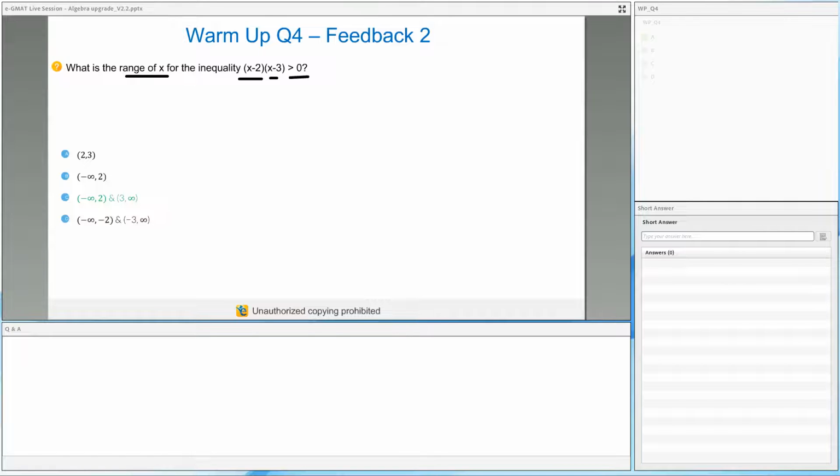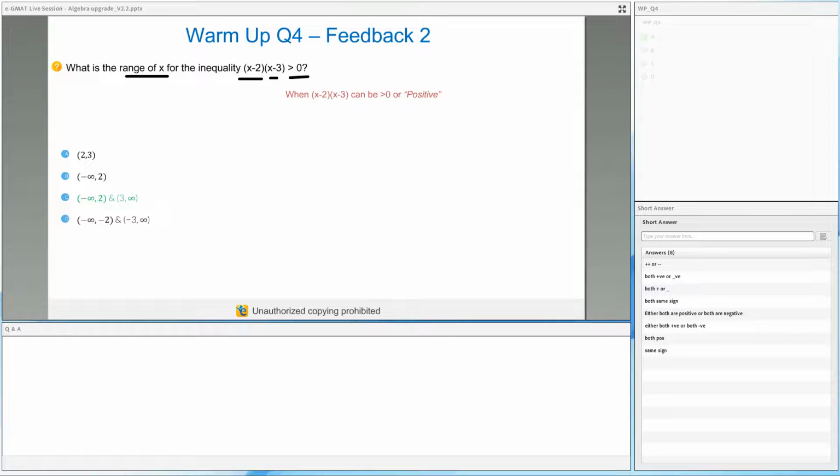So when is the product positive? When two terms are multiplied, in which cases do we get a positive result? Can you tell me something about their sign? Yes, that's absolutely correct. So when two numbers or two terms are multiplied, when both of them have the same sign, so either both of them are positive or both of them are negative, then only do we get greater than 0. Okay, so using this inference, we can come up with two different scenarios.